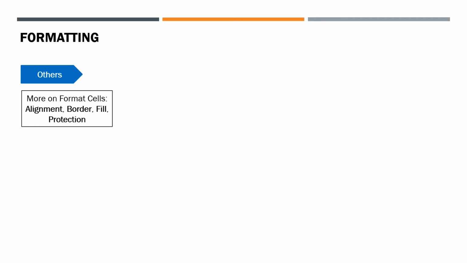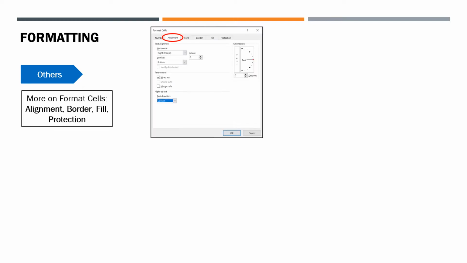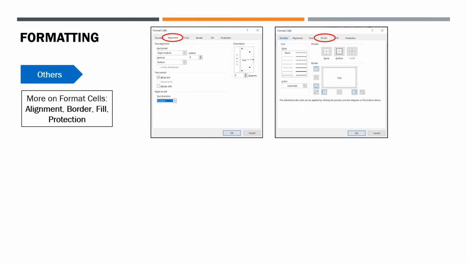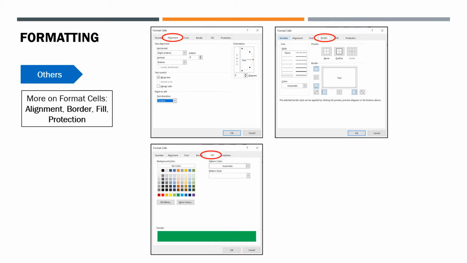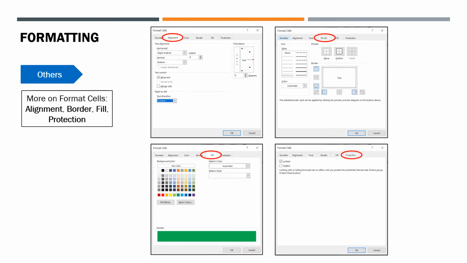And there are also other types of formatting such as alignment. This is basically similar to Microsoft Word. Border, fill, and protection. You can use border and fill to colorize your cells, or protection.